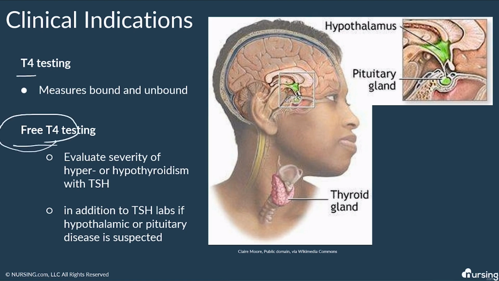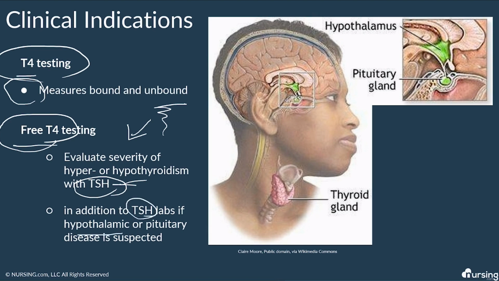Now, there's a difference between T4 testing and free T4 testing. In this module, we're speaking about free T4 testing. Remember, this is free and unbound, whereas T4 testing measures both. Why that's helpful is that we can determine the severity of hyper or hypothyroidism when combined with a TSH lab, because sometimes the TSH will actually appear normal. Additionally, it will be used with a TSH lab to determine if the disease is suspected to be in the hypothalamus or the pituitary gland and not the thyroid itself.